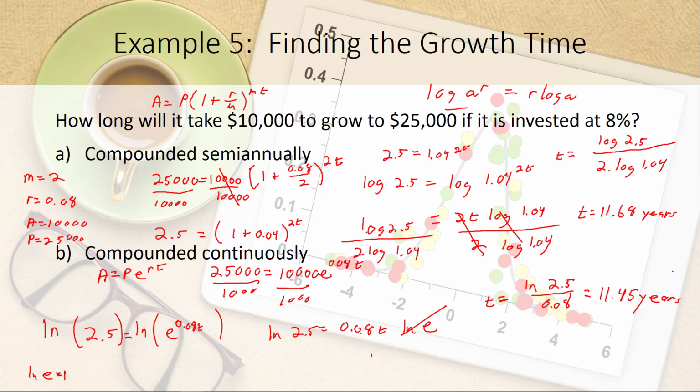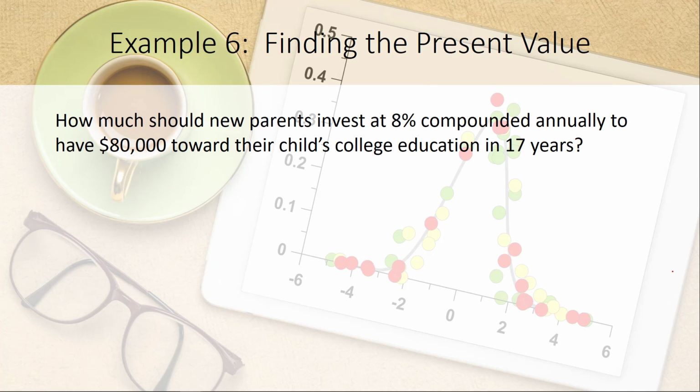Okay, our next collection of problems are designed to help you in your homework. So here we want to know how much new parents should invest at 8% compounded annually, so they will have $80,000 towards their child's college education in 17 years. Which will cover basically half of their undergraduate career. Okay, so once again, we are compounding annually. That means we're going to use this formula: A is equal to P times (1 plus r divided by m) to the mt.